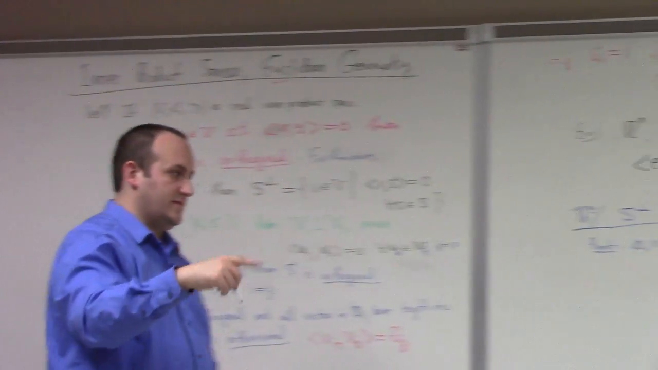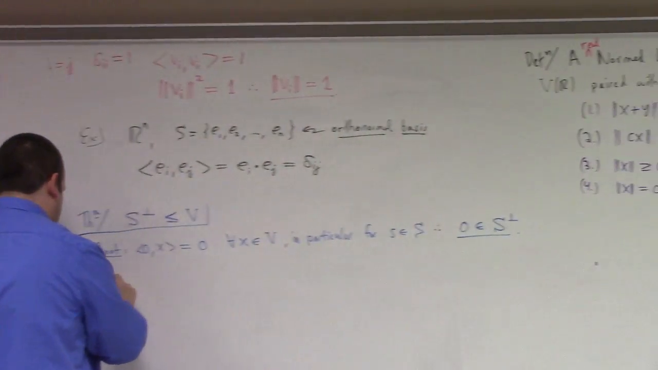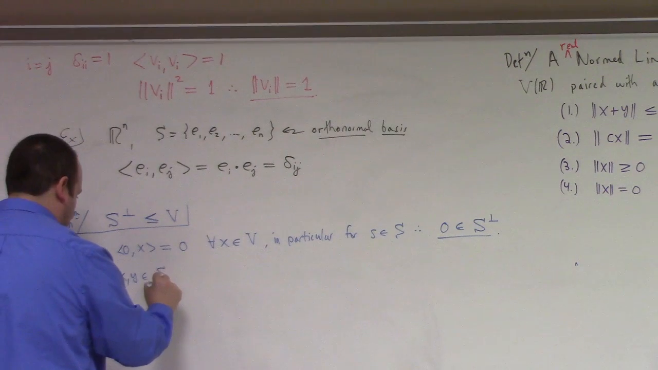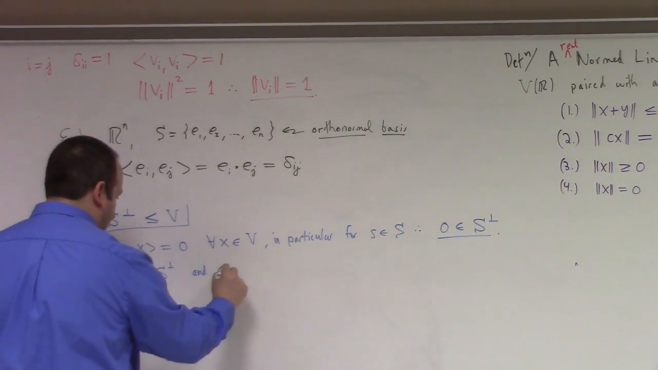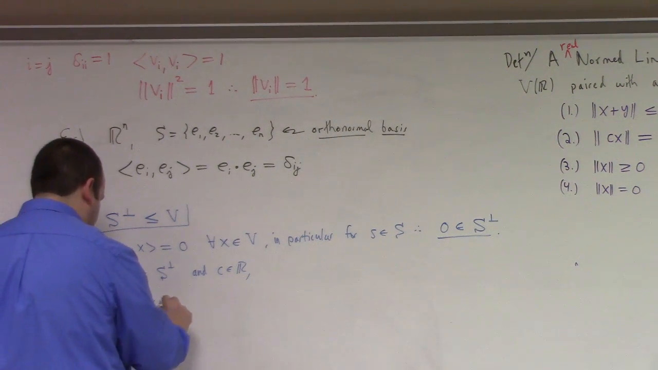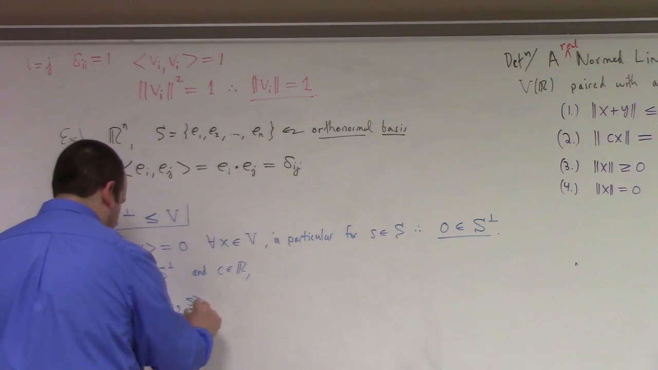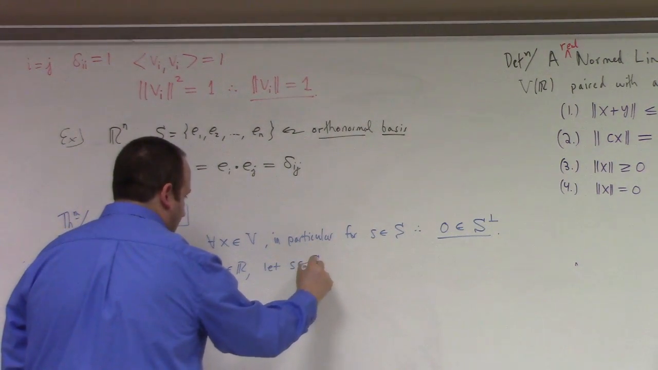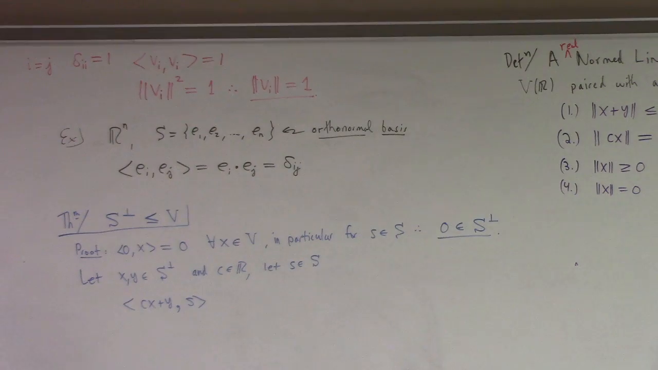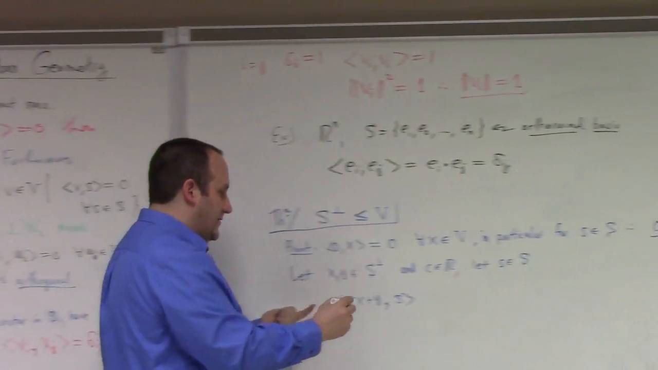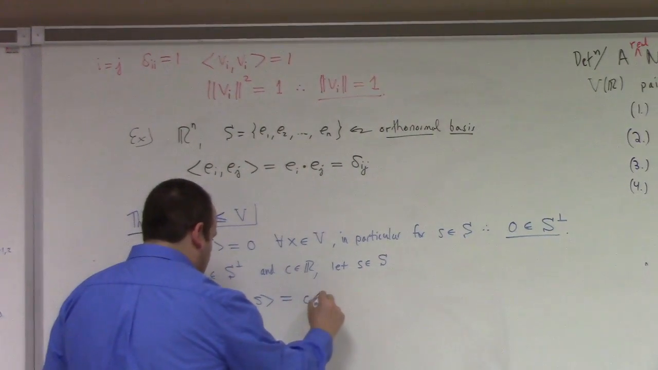So what do I do next? Suppose two things are in the perp. Let x and y be elements of the perp, and let c be a number. Consider cx plus y, comma s. Let s be a generic element in the set S. Consider the inner product of cx with s. Properties of inner product, we can do what? Linearity in the first spot, pull out the constant.